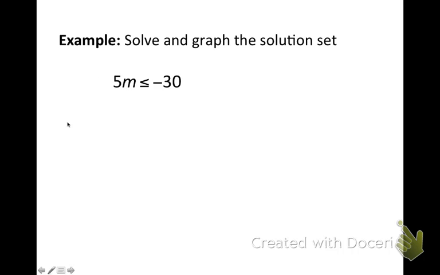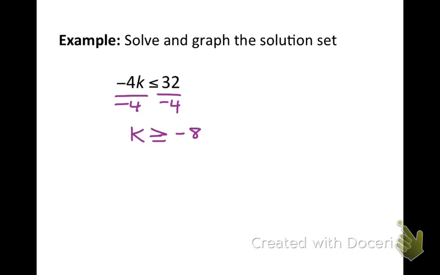Can we get these to be a little bit more challenging? That one's too easy. Here we go. Let's do one where we have to flip the sign. Negative 4k is less than or equal to 32. Divide by negative 4. Yeah, and then you have to make sure you remember to do what? Flip the sign when you divide by a negative. So we get k is greater than or equal to negative 8.